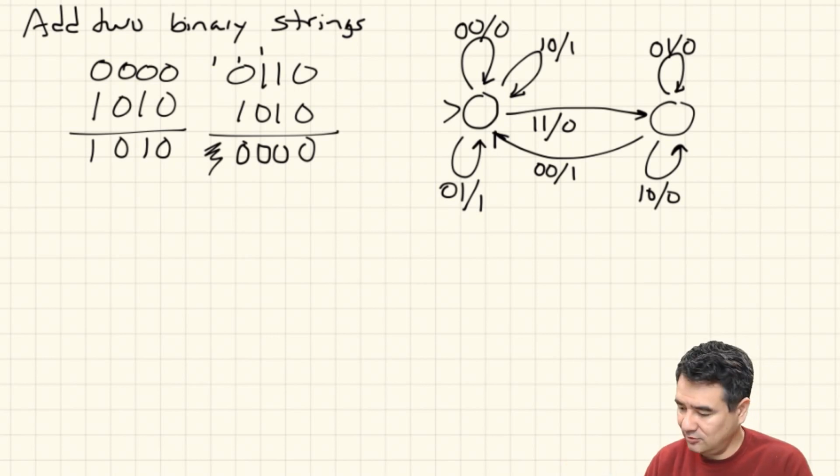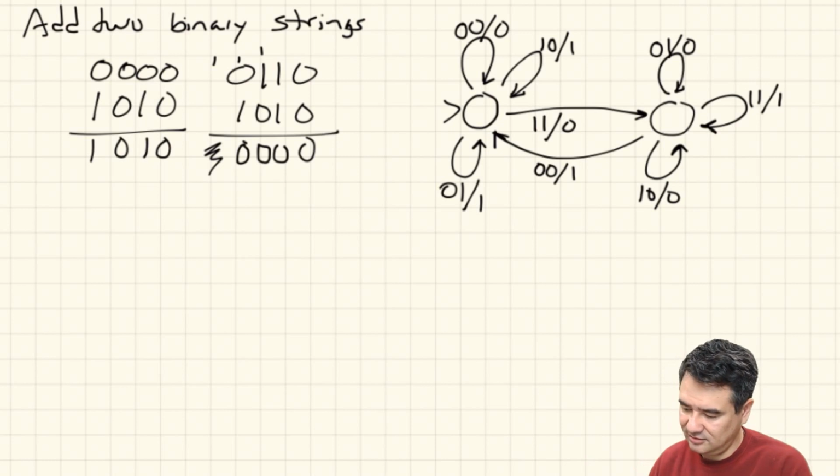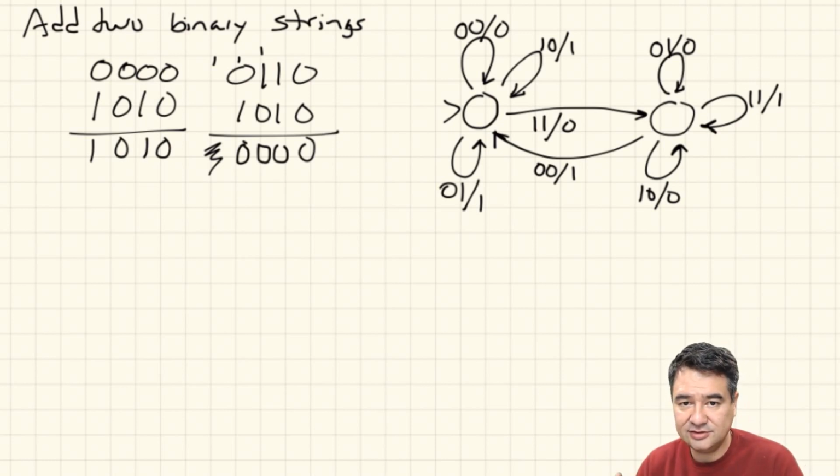And then there's one more to consider, and that's what if we get a 1, 1. So if we get a 1, 1, we output a 1, and there's still a carry. So I think that's it. So I think this Mealy machine here adds 2 binary strings together, and we can try it with this one over here.